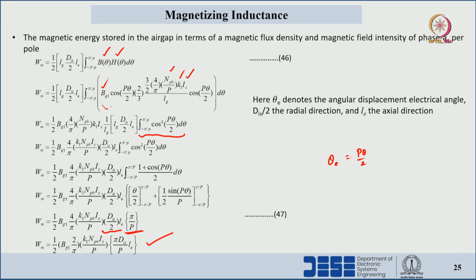Just substitute the B value and H value and then do the integration. Both are functions of cos theta. So, cos square theta is divided into 2 parts, (1 plus cos 2 theta) by 2, and do the integration. Finally, we will get the magnetic energy stored at the air gap.